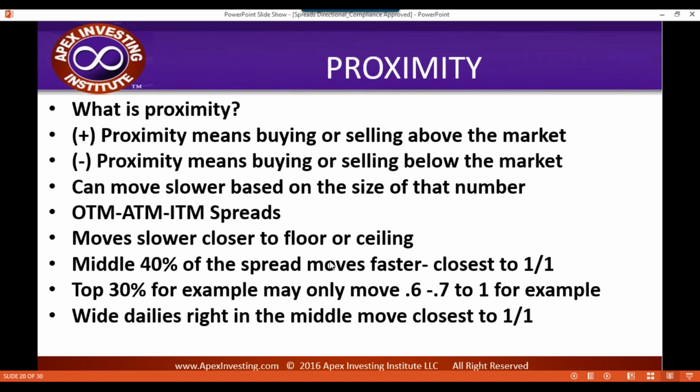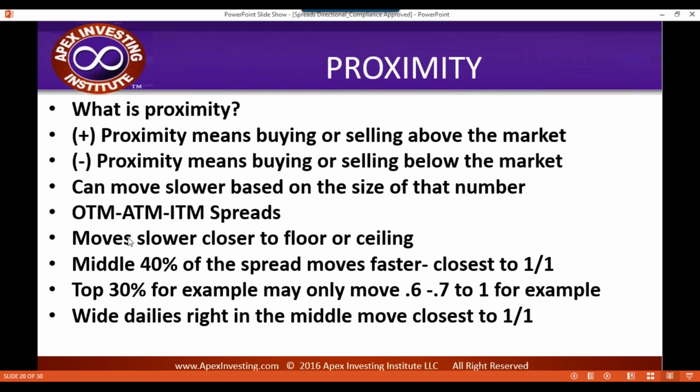Now proximity. What is proximity? Proximity means buying or selling above the market. That's plus proximity. Negative proximity means buying or selling below the market. Now the price can move slower based on the size of that number. What do I mean by that?